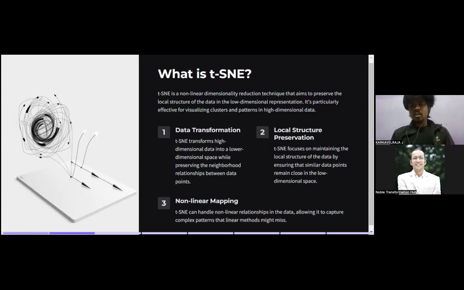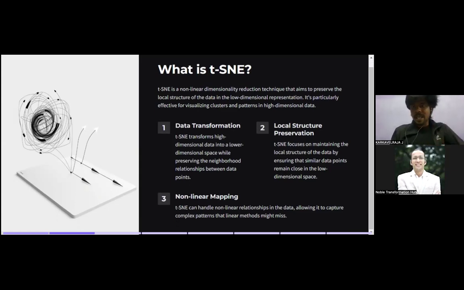Next, moving on, we have non-linear mapping. As I said, tSNE can handle the non-linear relationship in the data, allowing it to capture complex patterns that linear methods might miss. PCA and LDA are both linear dimensionality reduction techniques, so they are not able to capture the non-linear relationship. That's the reason we have t-distributed stochastic neighbor embedding, that is tSNE. These are the advantages of using tSNE and what tSNE is.